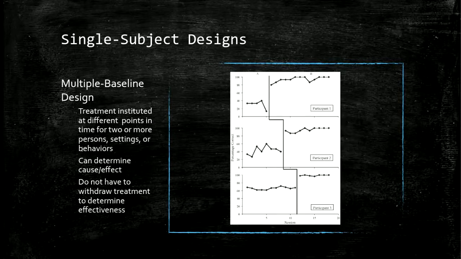So this type of design does allow you to determine cause and effect relationships. You can say that the intervention caused the decrease in the behavior, and you do not have to withdraw the treatment to determine the effectiveness of this treatment. So that's another pro, that you can show that something is effective without having to withdraw the treatment like you do in the reversal design.